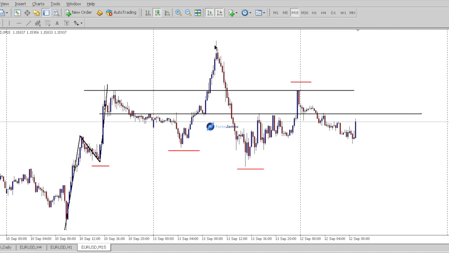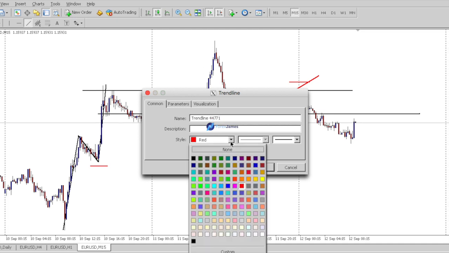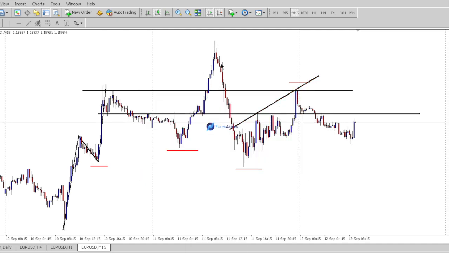Uptrend, higher highs. The bears jumped in, a new low, and it failed to make a new high. Direction is down. We know that we need to look for sells. And after a trending move, it falls into a range. Therefore we know that we need to look for sells on this range.